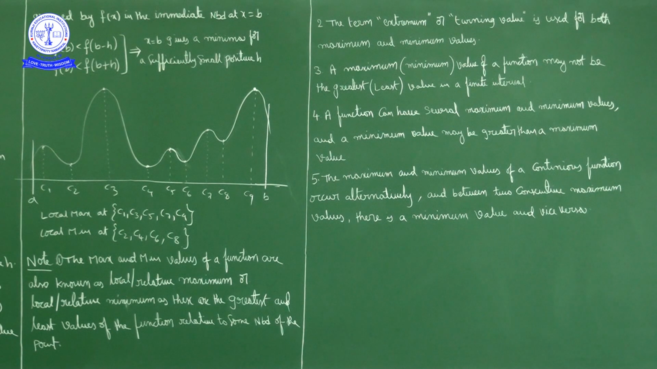Next, maximum and minimum values of continuous functions occur alternatively, and between two consecutive maximum values there is a minimum value and vice versa. Between c1 and c3 there is a minimum c2. Also between two minimum values c2 and c4 there is a maximum c3. Between two maximum values there will be a minimum value, and between two minimum values there is a maximum value.